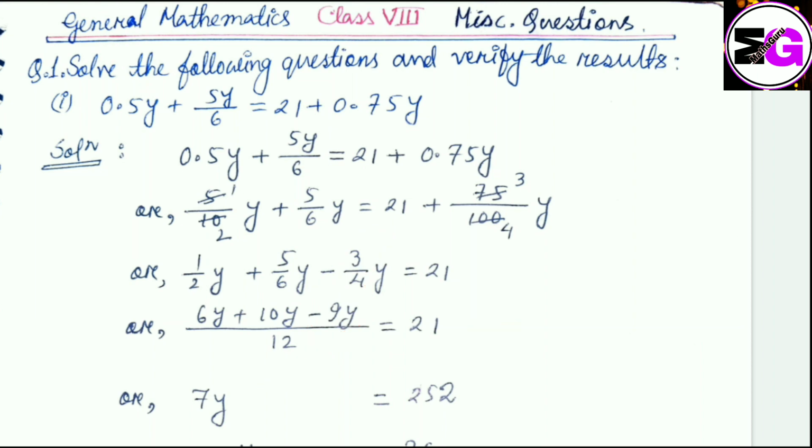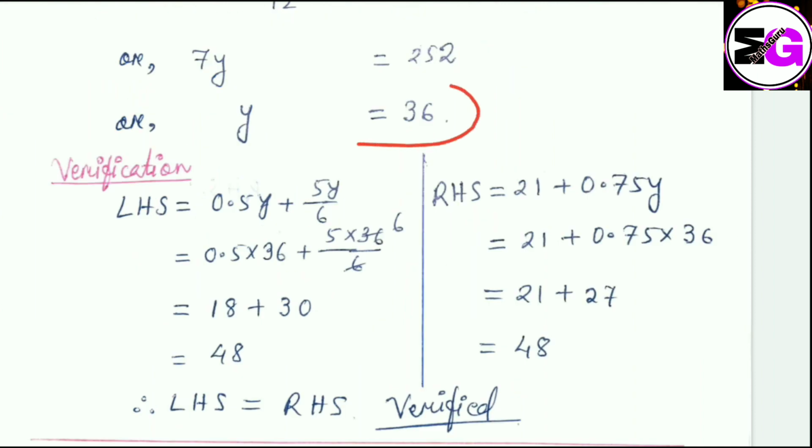So 6y plus 10y minus 9y is equal to 7y. We cross the 12 over, that means cross multiplication: 12 into 21 is equal to 252, so 7y equals 252, or y is equal to 36. If we divide 252 by 7, we get 36. So we have got the value of y as 36, which we were asked to find.